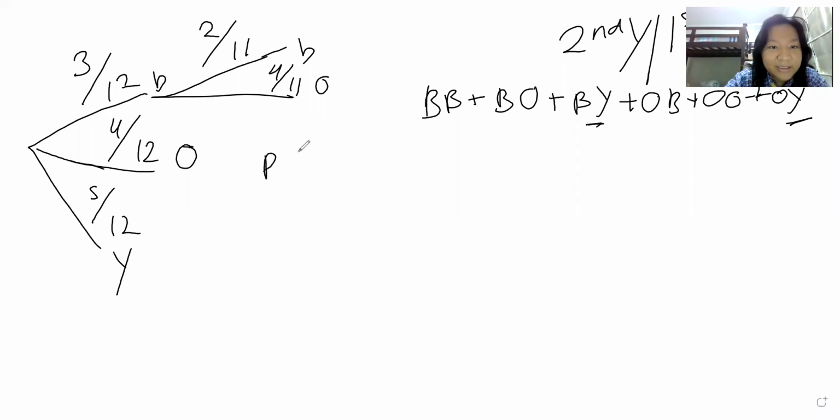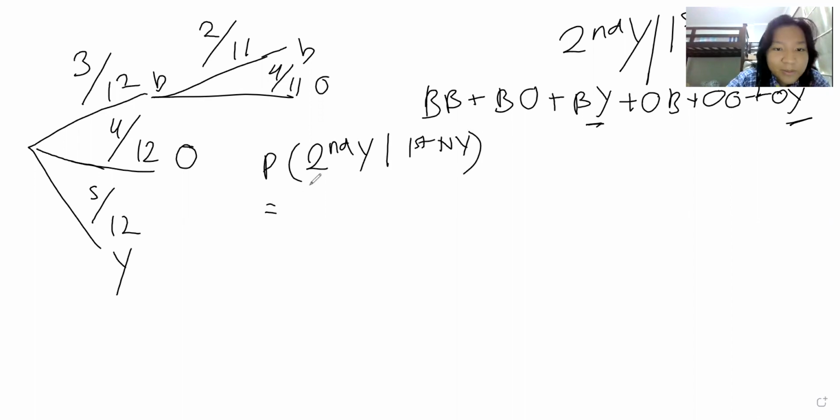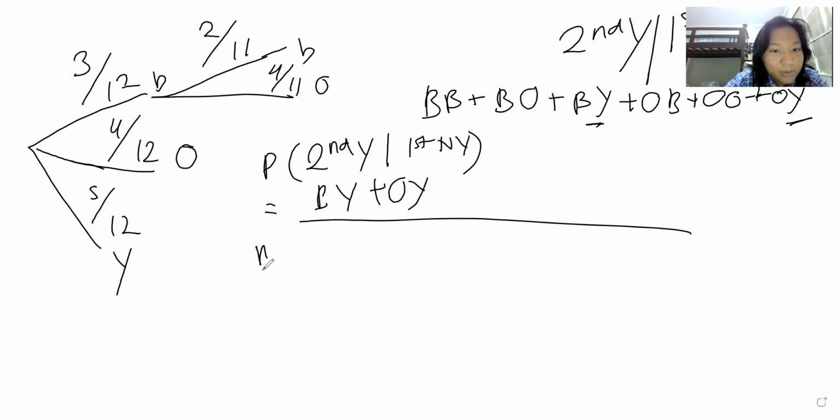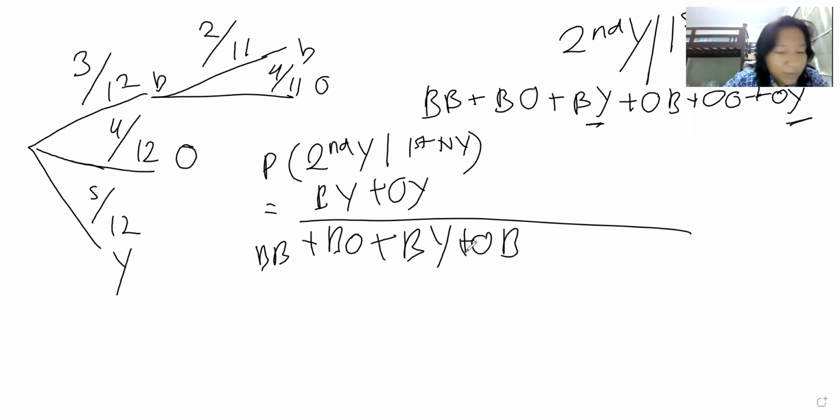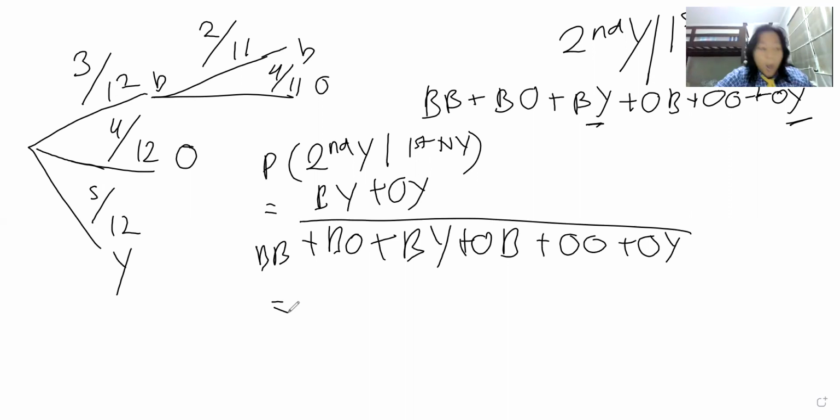So the probability of second yellow, given that the first one is not yellow, is blue yellow plus orange yellow over blue blue plus blue orange plus blue yellow plus orange blue plus orange orange plus orange yellow. This one is a little bit long. I think it is wiser for me to just move to another page then. Clear all the drawings.